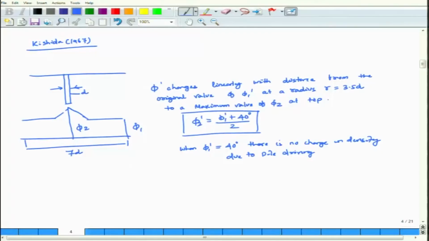So, what it says is, at the tip it will be 7 times d, and phi will change linearly from the top, at a distance from the original value of phi 1 prime at a radius r equal to 3.5 d, to a maximum value of phi 2 at the tip. Then phi 2 is equal to phi 1 prime plus 40 degrees by 2. If phi 1 is equal to 40 degrees, that means nothing else will change. This is what Kishida has given, and it is widely used everywhere else.